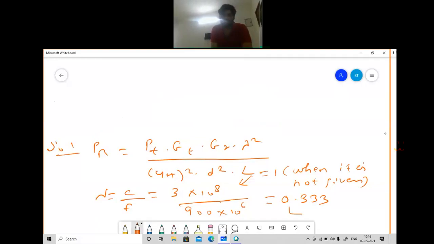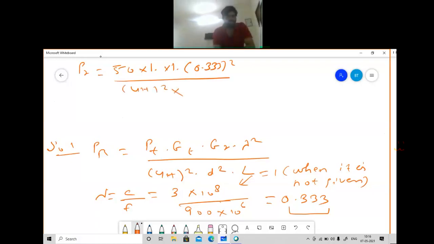So 0.33, you can get lambda as 0.33. What I have to do is just substitute the values here. What is the power transmitted? We have 50 into 1 into 1, lambda square will be 0.333 square, divided by 4 pi square into d square, which is given to you as 100 square into 1. When you calculate it, you will get 3.5 into 10 to the power minus 6 watt.